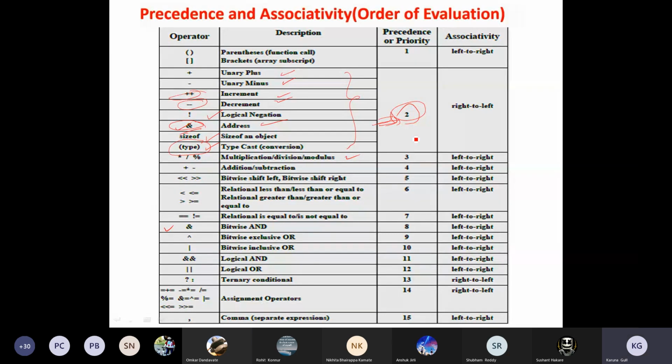Any doubt? What do you mean by unary minus and unary plus, students? Yes, ma'am. It operates on only one operand. What does unary minus stand for actually? The signed value, +1, -1, like that. Very good.